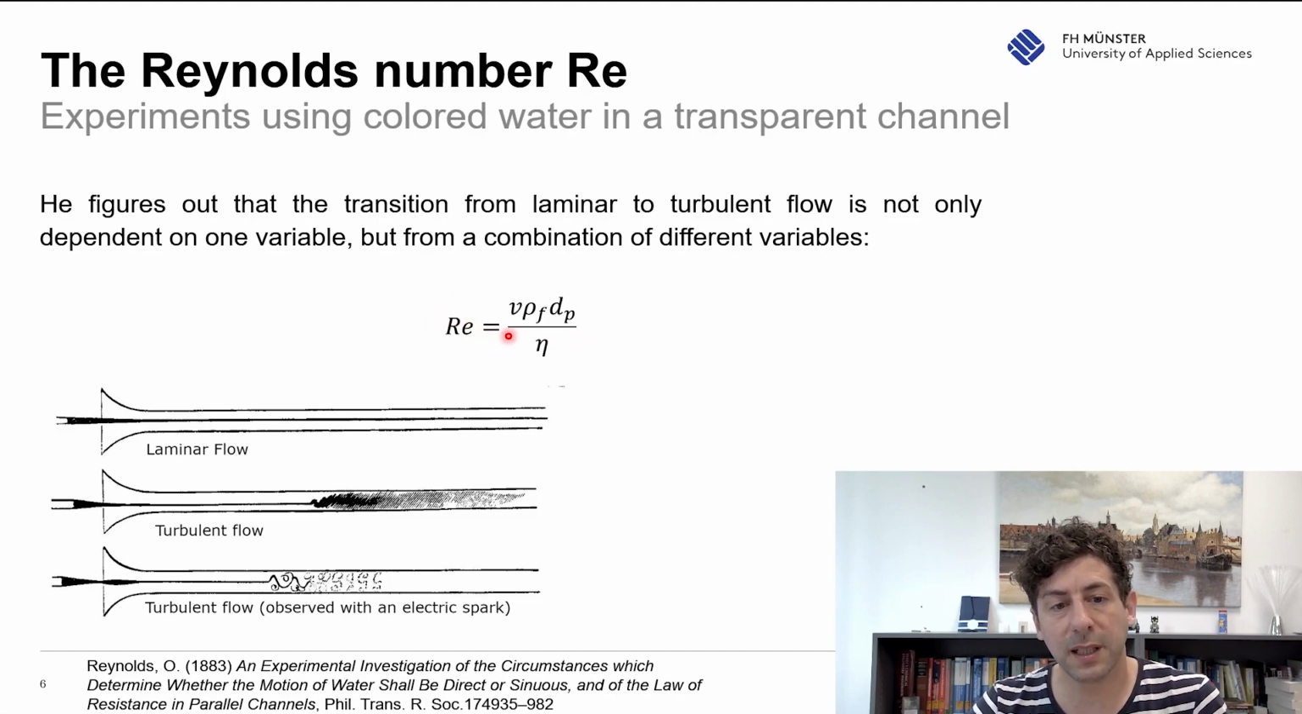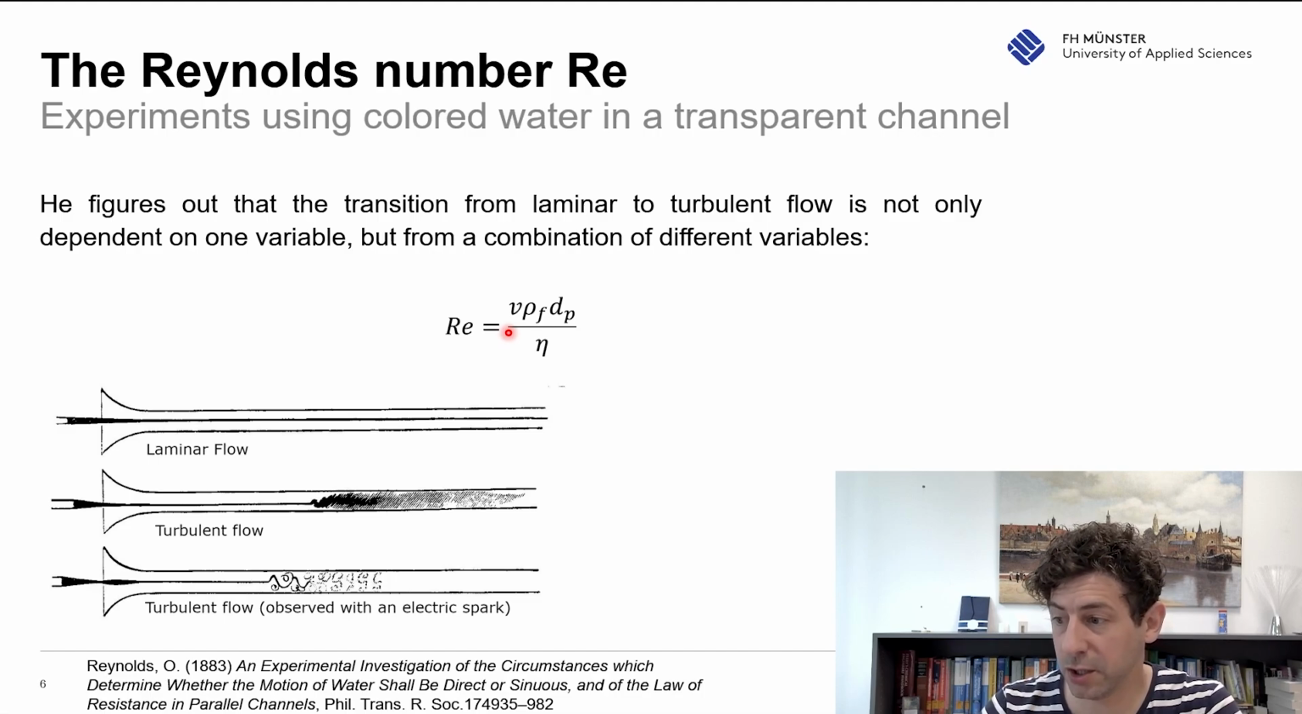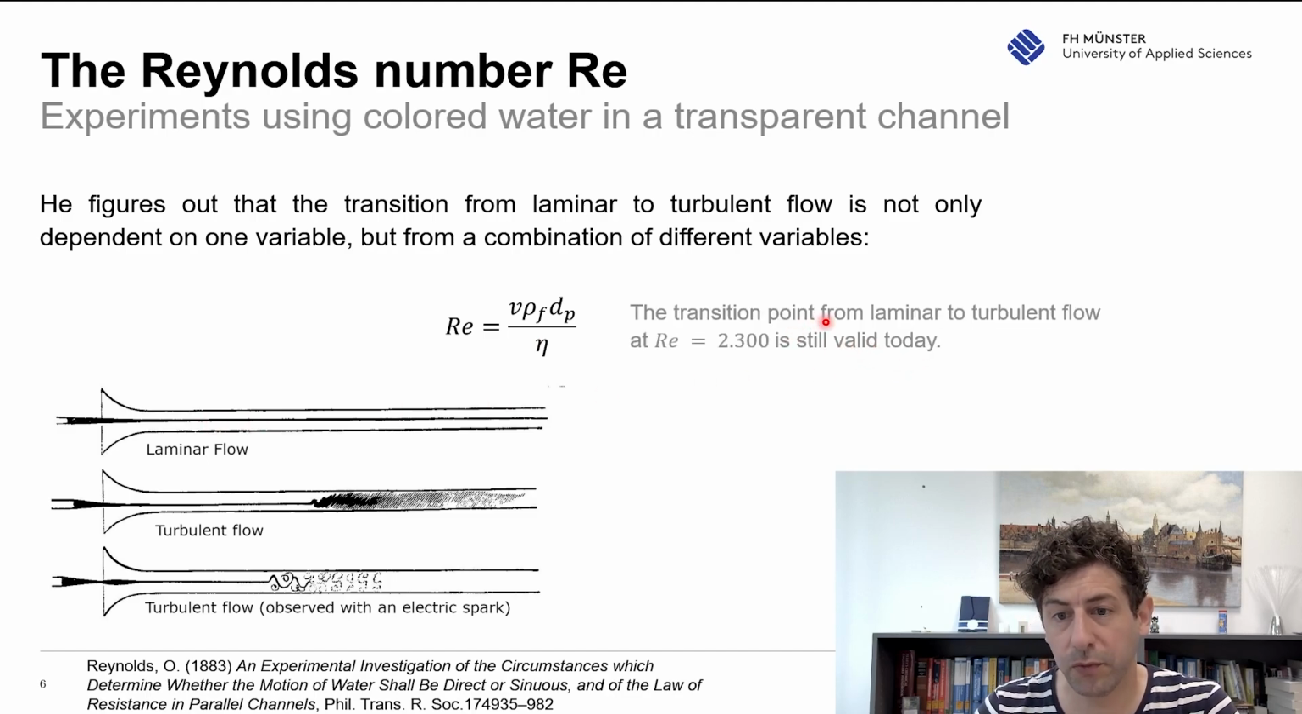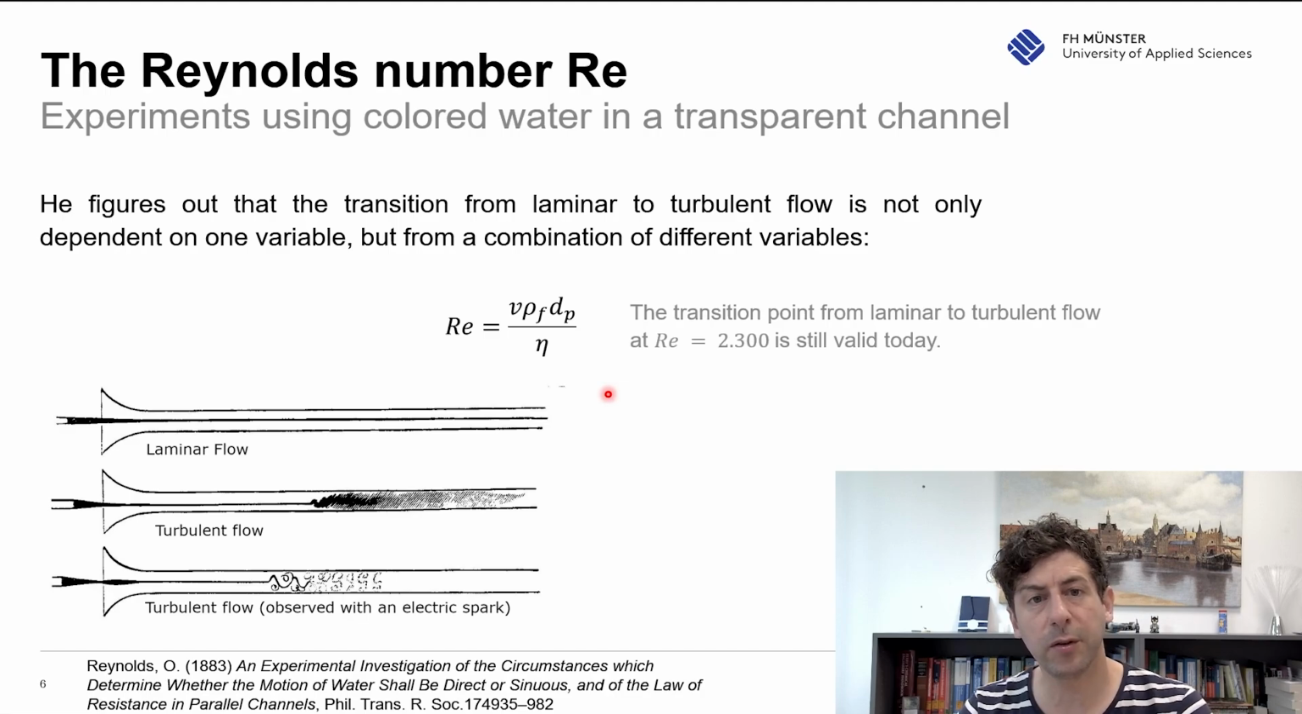Okay, so the Reynolds number is basically dimensionless, and it tells us if we have a laminar or a turbulent flow, and it's influenced by the velocity of the fluid, the density of the fluid, the size. The size could be the size of a particle, or here the diameter of the channel, so it's a characteristic length, and the viscosity of the fluid. And what was amazing, in a channel, he measured the transition point from laminar to turbulent flow at a Reynolds number of around 2300, and this is still valid today. So he made very, very good measurements and predictions.